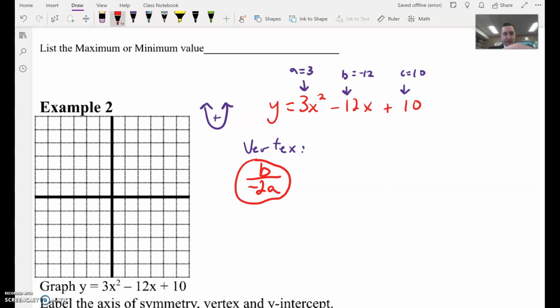Anyways, let's find it. So we take the B value, which is negative 12. We divide that by negative 2 times A. A is 3. So what is 12 divided by negative 6? Hey, another 2. Lucky. So the vertex is 2 comma something.